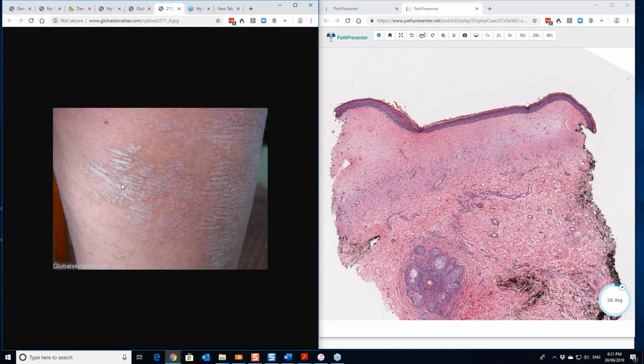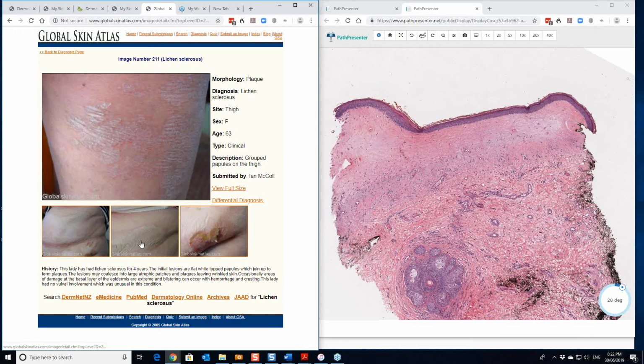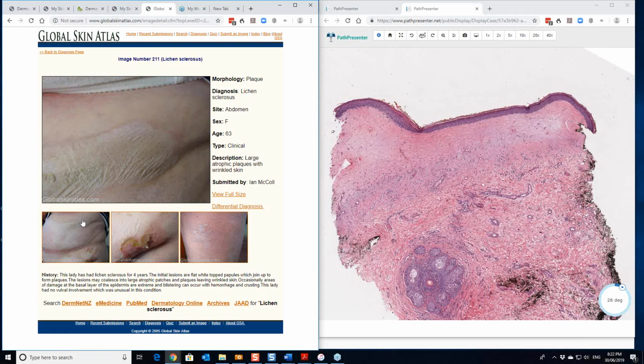So, it looks like there's a little bit of surface scale here, but you can see the sort of white color, occasionally a little bit of purple around the outside here, indicating some inflammation. The white is primarily due to collagen being laid down in the dermis. We'll just have a quick look at one or two of the other pictures.